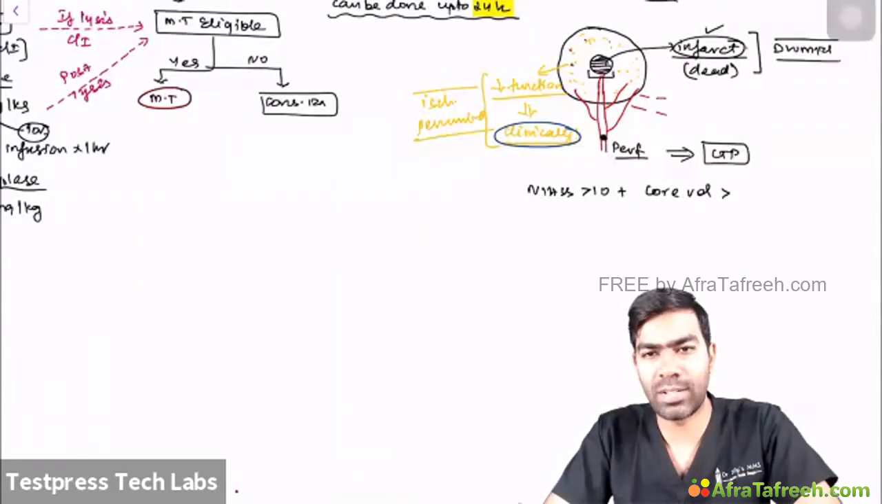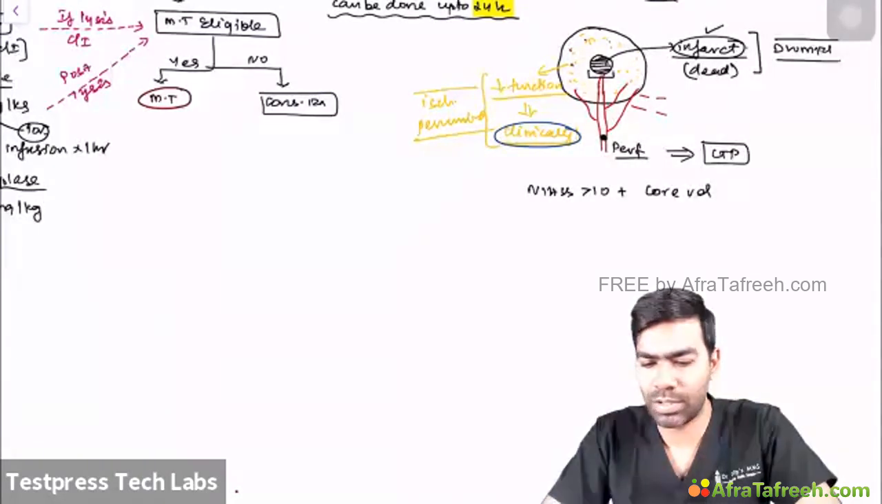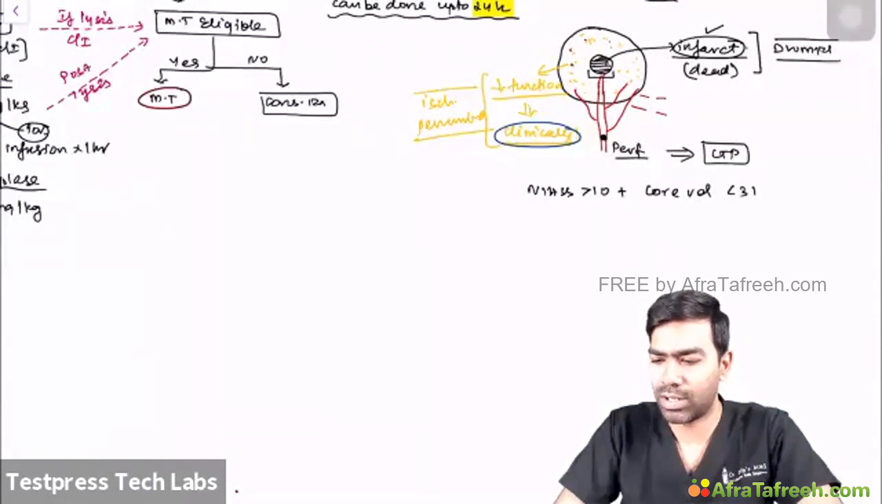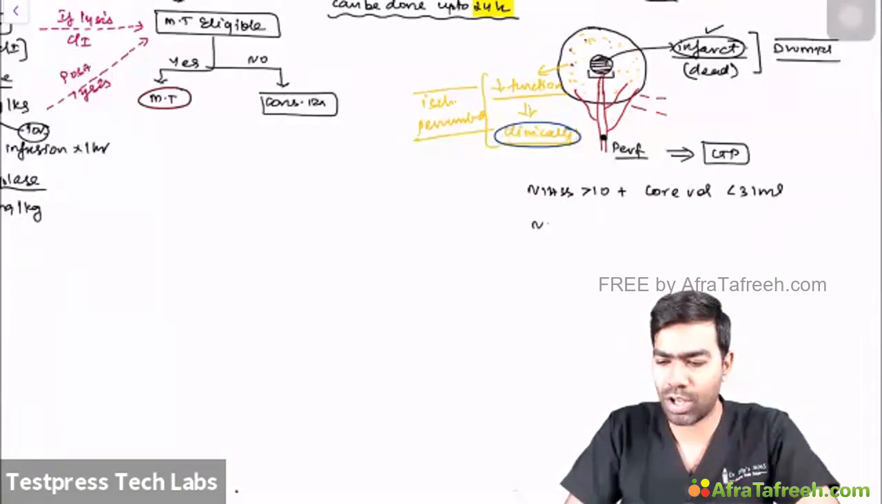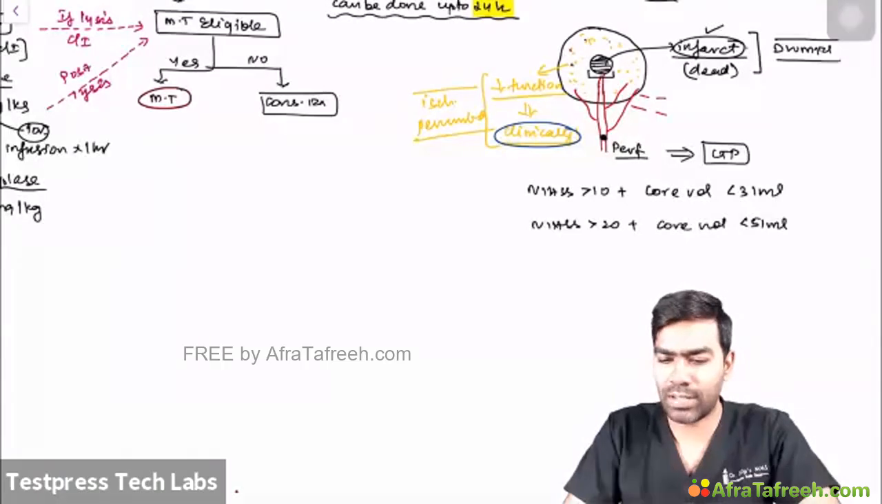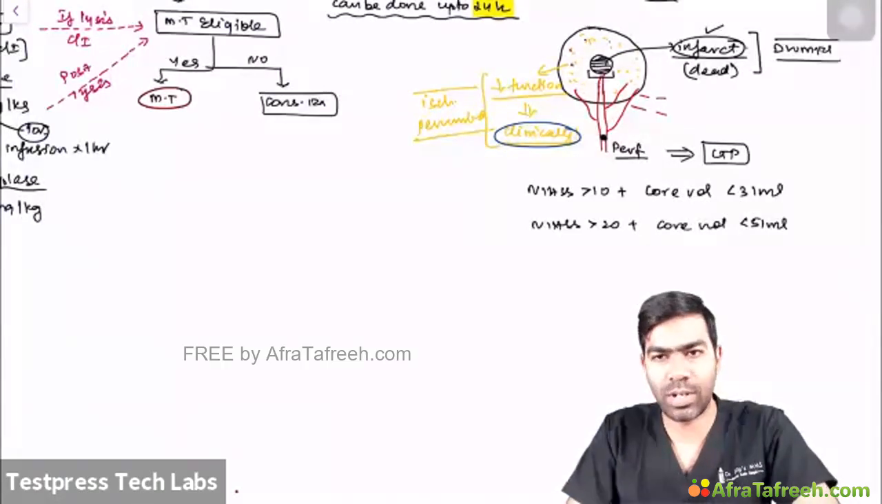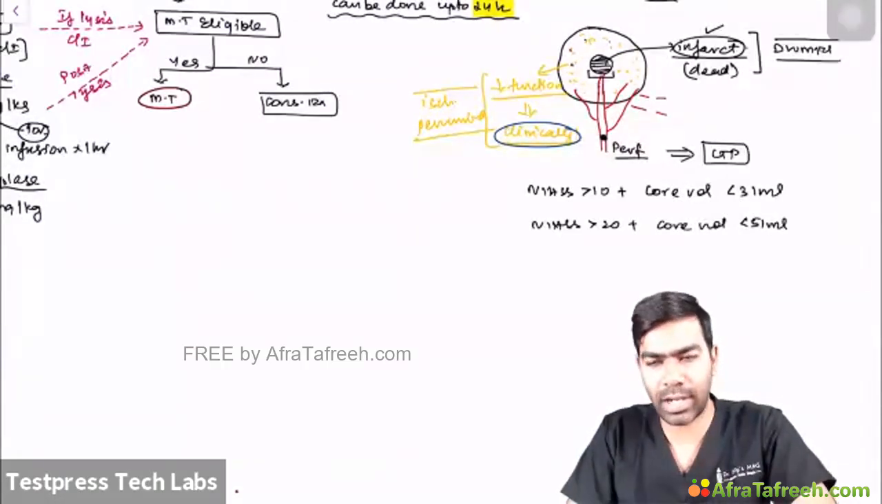So my idea is very simple. I should have a low NIHSS score, and at the same time I should have a smaller infarct. So if my core volume is less than 31 ml, in that setting I can tell there is a core clinical mismatch. Or if my NIHSS score is more than 20, but my core infarct volume is less than 51 ml. So once again, it's a very important criterion because based on this only, you can tell whether you can still do mechanical thrombectomy or whether there are still any salvageable areas or not.